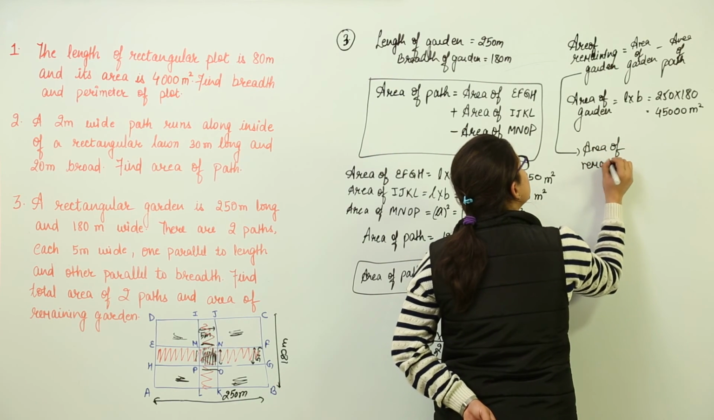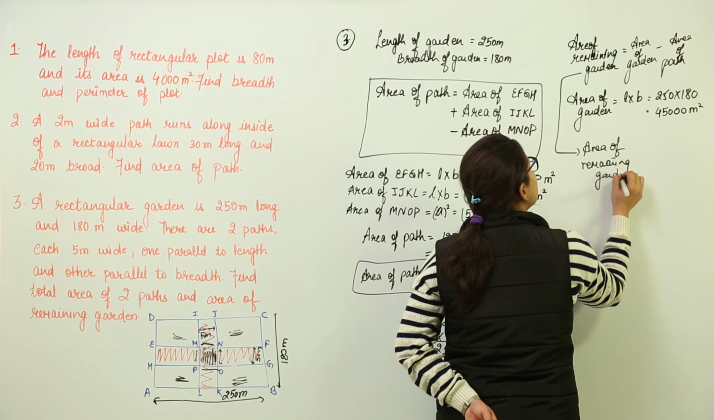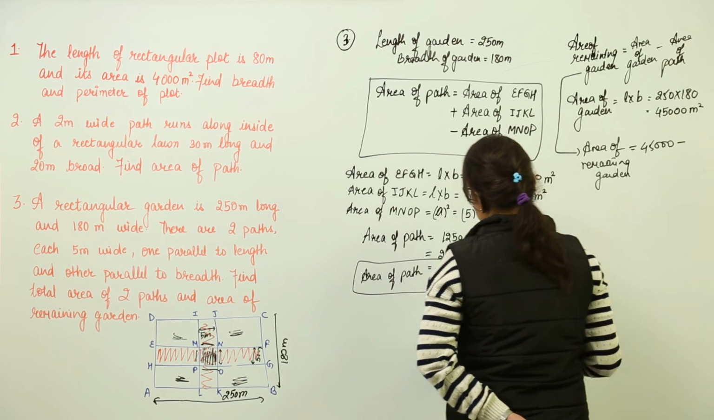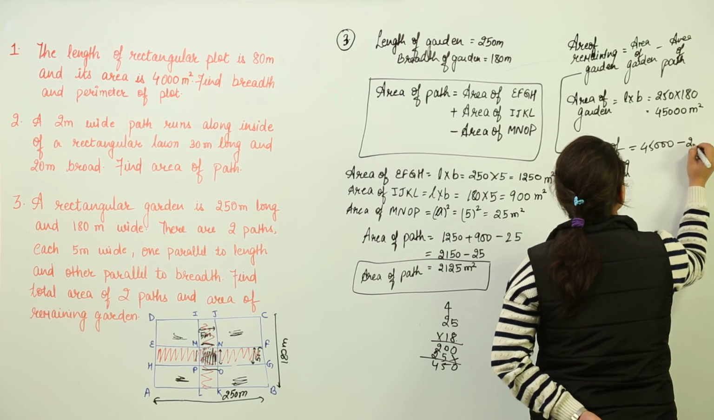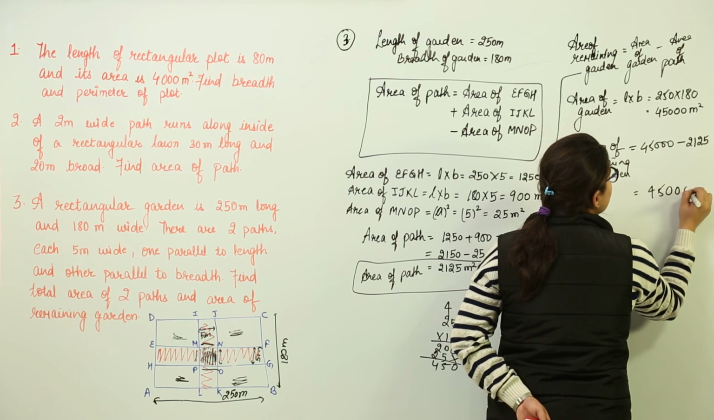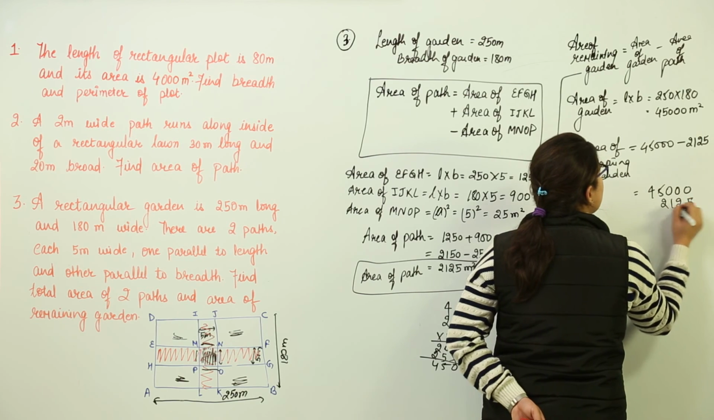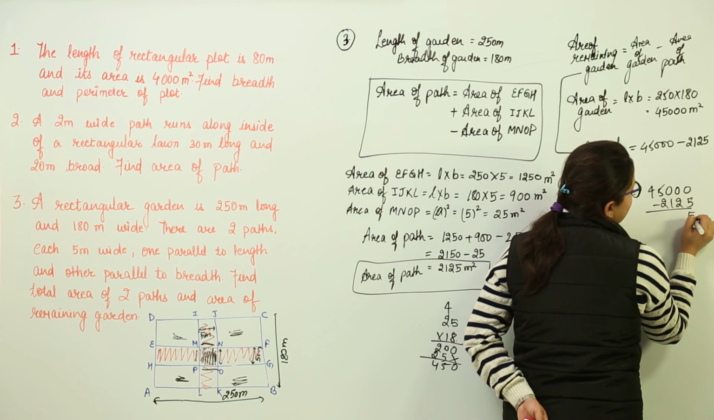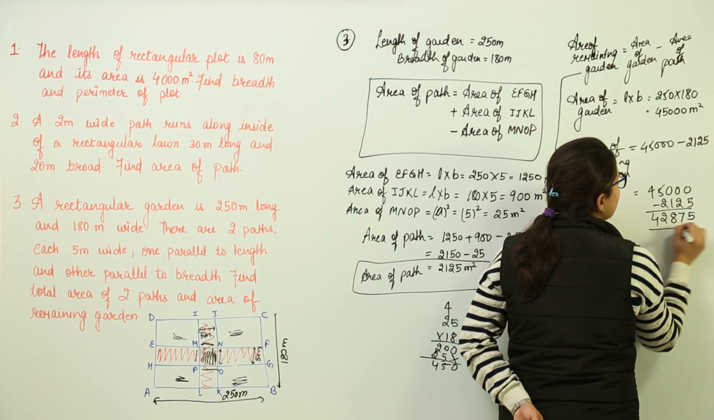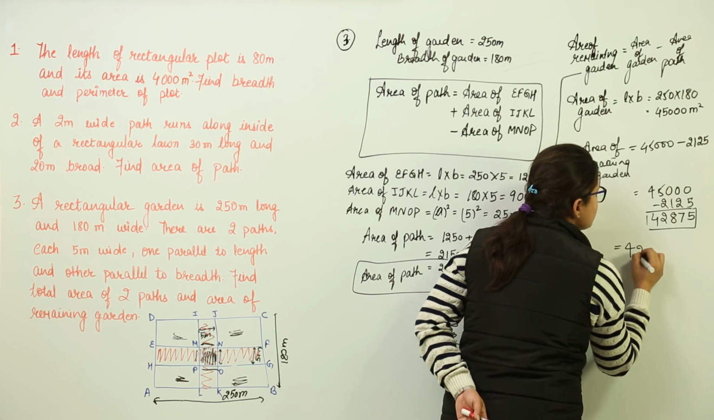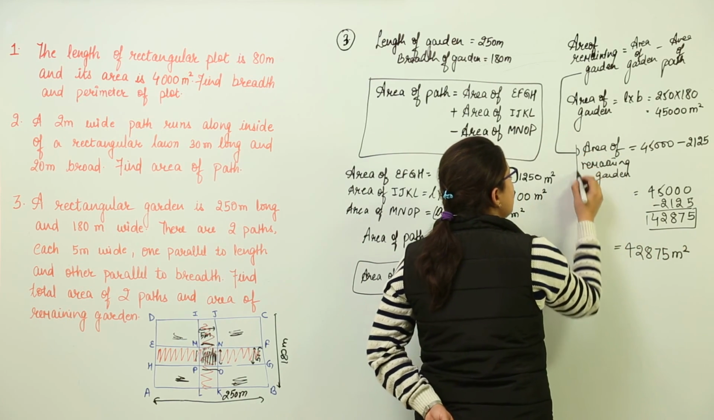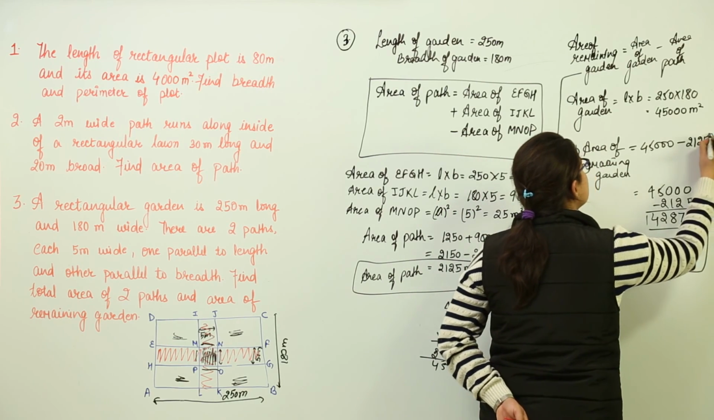Now the remaining garden would have the area as the subtraction of the two areas, that is 45,000 minus this one, that is 2125. On subtraction, what do we get? 45,000, 2125 is subtracted. We would get 10 minus 5, 9 minus 2, 7, 9 minus 1, 8, 4 minus 2, 2 and 4. So we will get 42875 meter square as the area of remaining garden that was to be found.